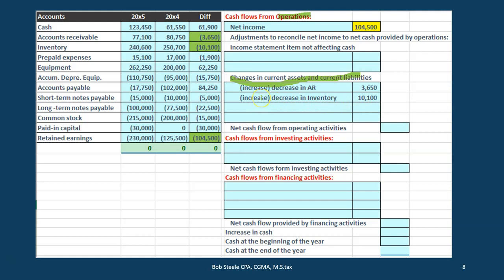An increase is going to be a negative. A decrease is going to be a positive if we're talking about assets. So as of now, in the operating section, we started with net income. Then we're going to increase net income by this, increase it by that. That's what's going to go here so far.